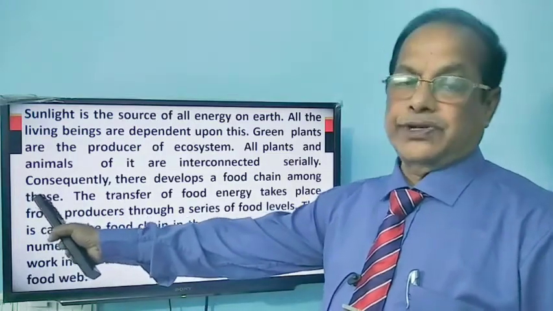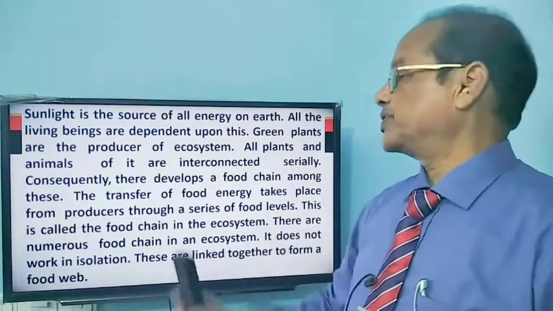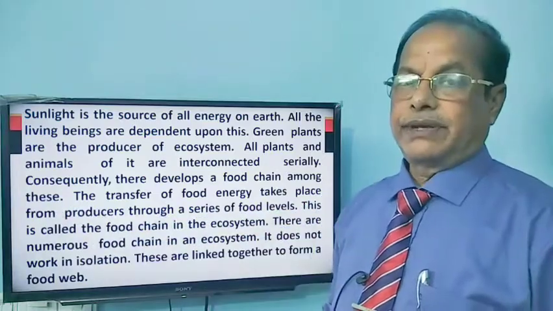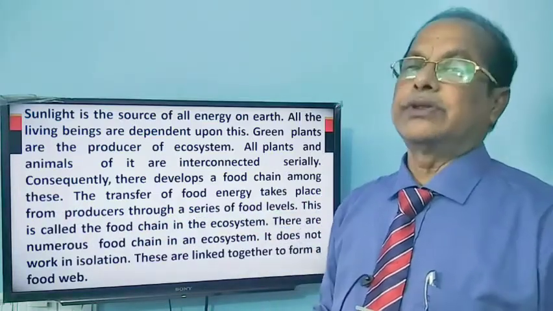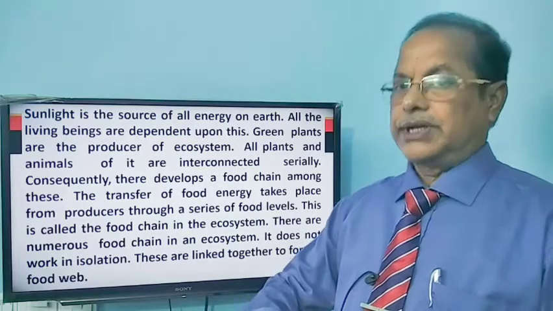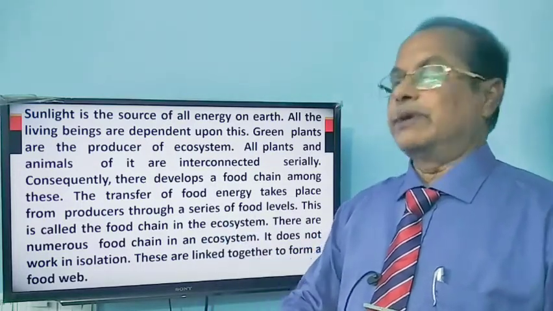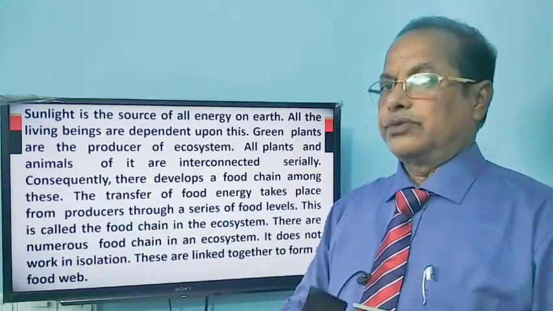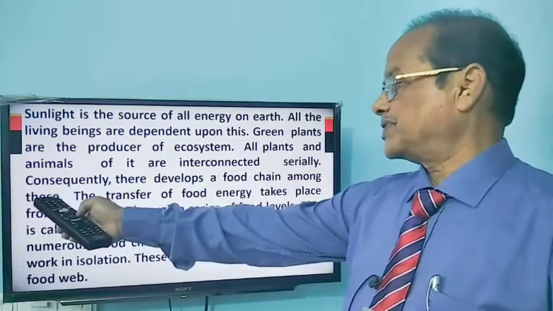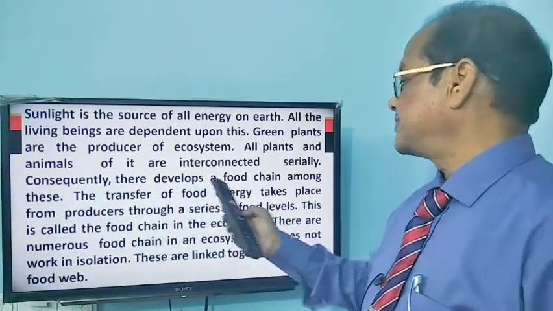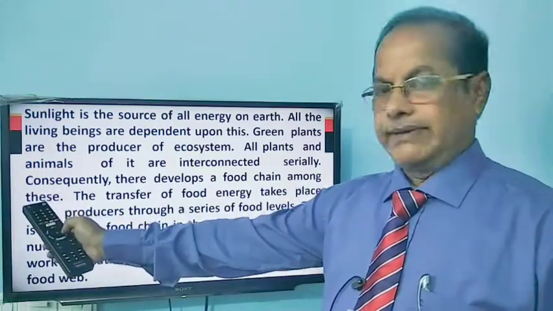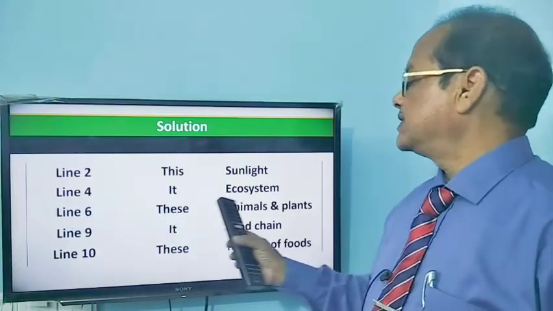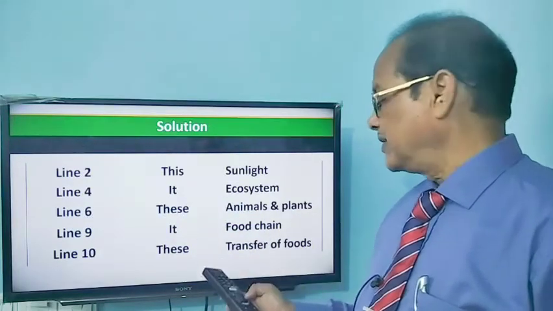এই দিসটা আমরা নাউন দিয়ে রিপ্লেস করবো। আমরা বলবো, consequently there develops a food chain among plants and animals, মানে প্রাণী এবং উদ্ভিদের মধ্যে একটা খাদ্য শৃঙ্খলা তৈরি হয়। উদ্ভিদ থেকে প্রাণীতে খাদ্যের একটা শৃঙ্খলা তৈরি হয়, যাতে উদ্ভিদের উপর নির্ভরশীল প্রাণীগুলো বাঁচতে পারে। So this is to be replaced by plants and animals. Line 6, this has been duly replaced by animals and plants. Okay, this is the way.